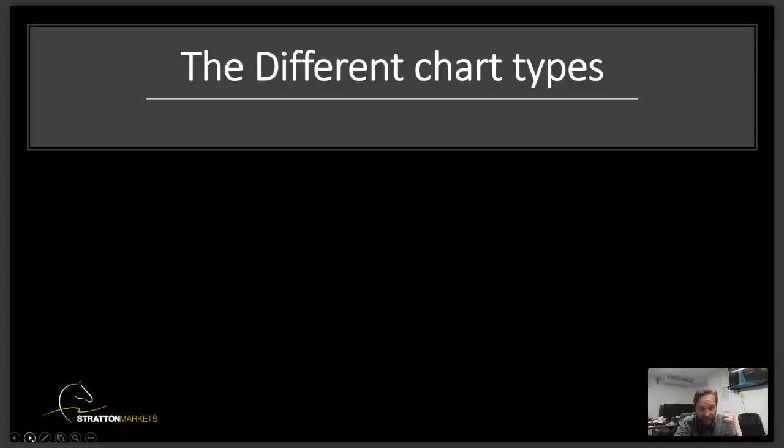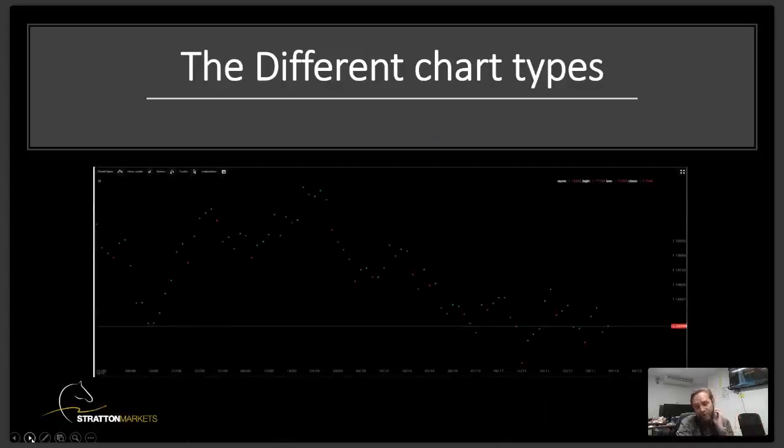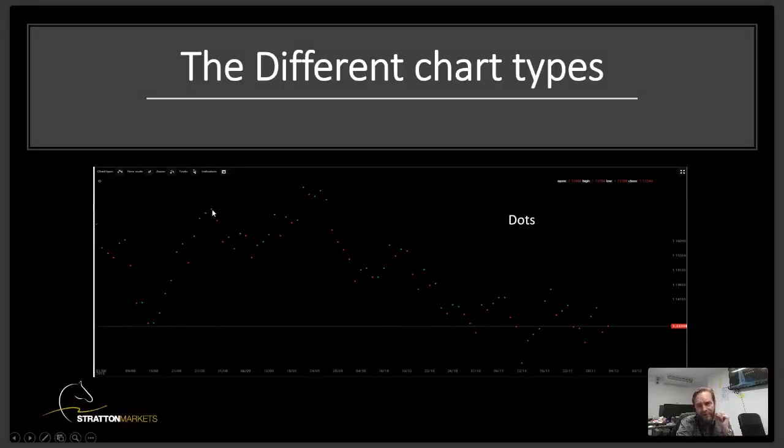Of course, you have the dots. The dots show you green and red, where an asset closed during that unit of time. The red shows you it closed lower, and green shows you it closed higher. Useful to see what session, etc. Some people can maybe see something in it, but it doesn't give you an awful lot of information.